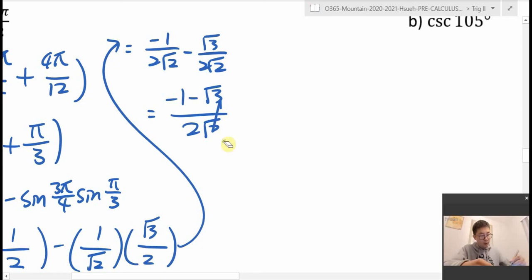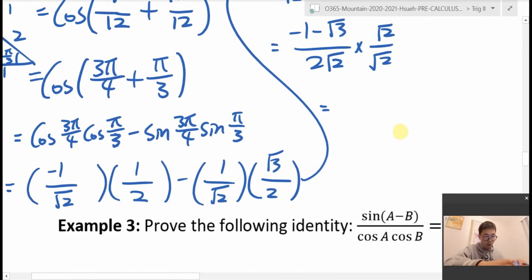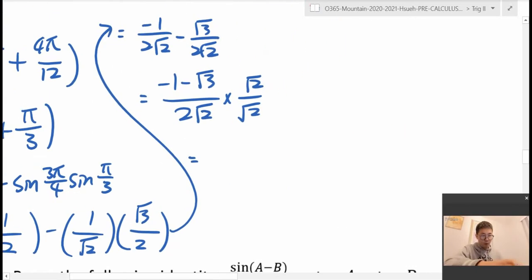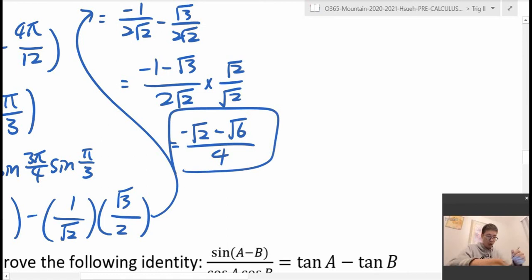Now we should rationalize this by multiplying both numerator and denominator by root 2 over root 2. So rationalize it. Hold on a second, I better double check to see if I made a mistake. I always make mistakes, so better be careful. I don't want to remake the video again. Okay, so negative 1 times root 2 is negative root 2 minus root 6, divided by 2 root 2 times root 2, which is 4. So there you go. That is your answer.